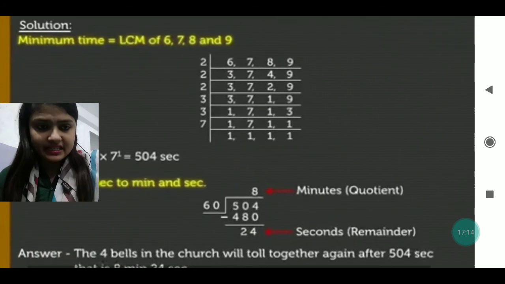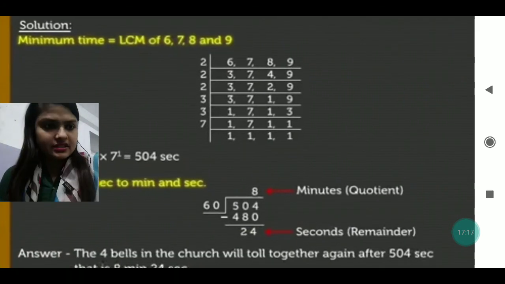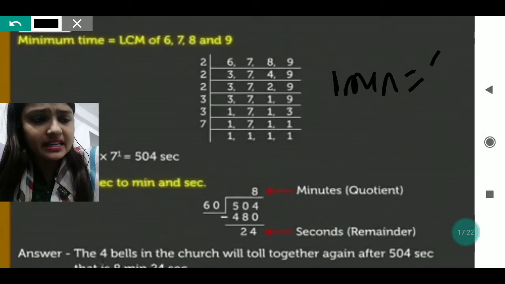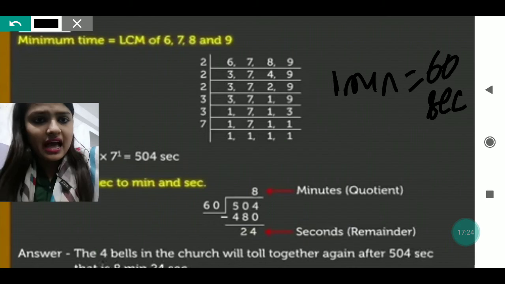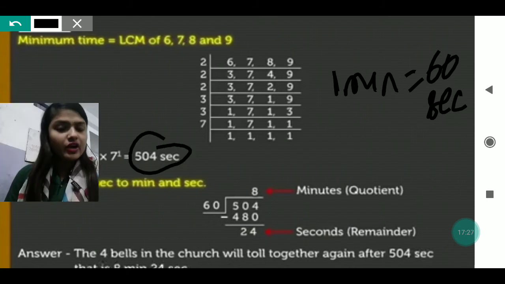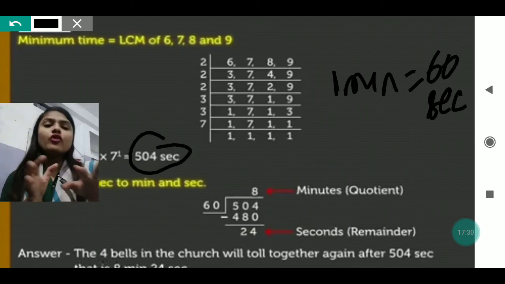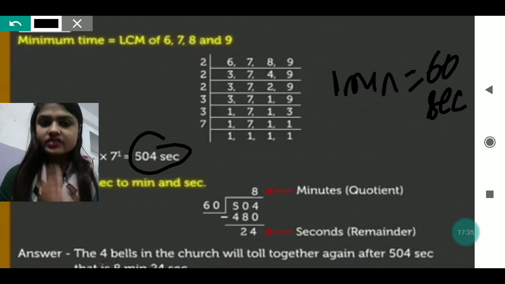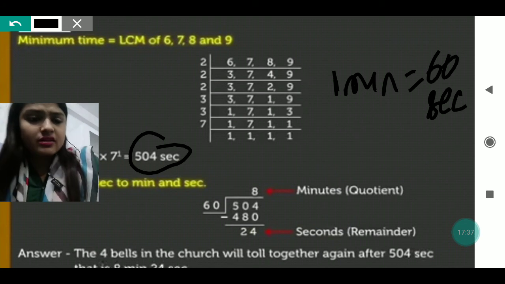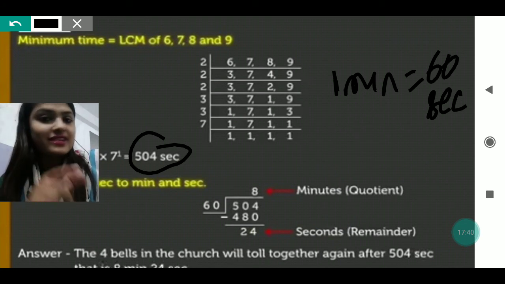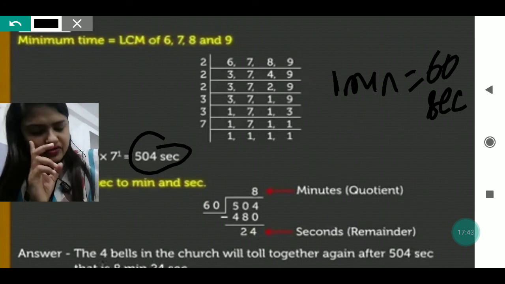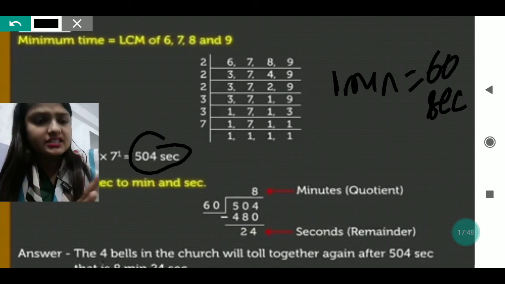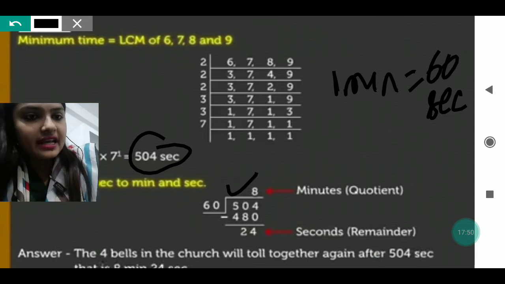That 504 seconds, okay, see, 1 minute equals how many seconds? 60 seconds. And there are 504 seconds. So you divide that 504 by 60, so that you can get the exact number of minutes, because it is given in seconds. 504 seconds you have got, and as we know 1 minute has 60 seconds, so when I divide it, I will get 8 minutes.